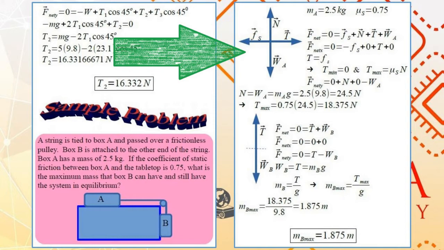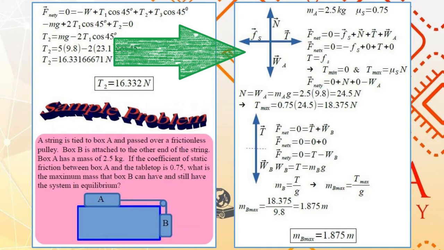Using now our components, we analyze the equation. First, we look at the x component. F net x is equal to 0. X component of 0 is still 0. Is equal to negative f sub s. F sub s is heading to the left, negative direction. Plus 0 plus T. T is positive direction. Plus 0. Here, the normal force and the weight A both have 0 x components because these two forces are vertical. They don't have x component.